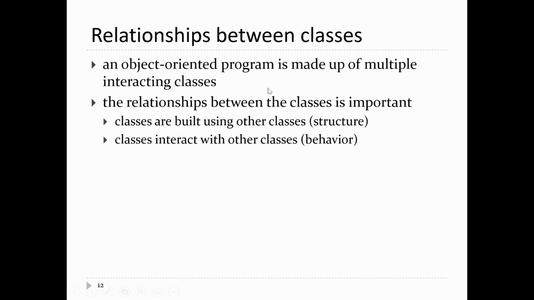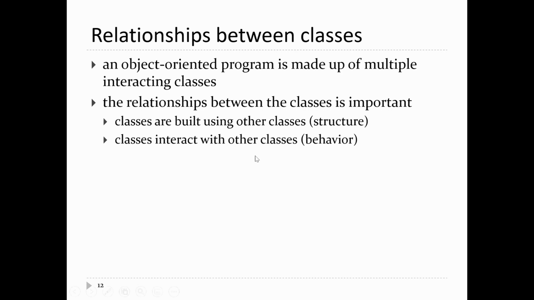So in an object-oriented program, typically it's made up of many interacting classes. You have objects of those classes, and those objects interact with one another. The relationship between those classes is important in an object-oriented programming language. So your program is made up of many objects, in other words, there's lots of classes in your program. So that describes the structure of your program. A large object-oriented program might have literally thousands or tens of thousands of classes.